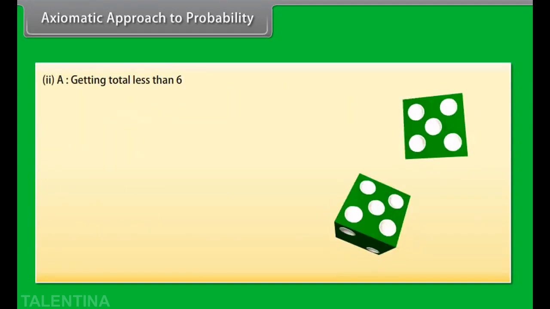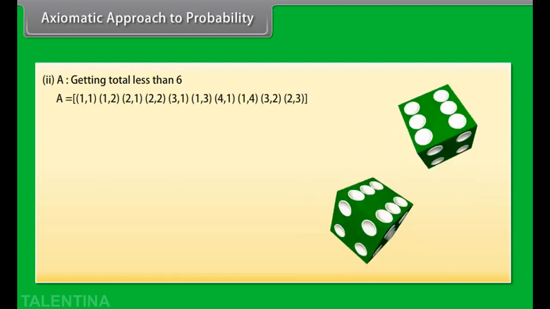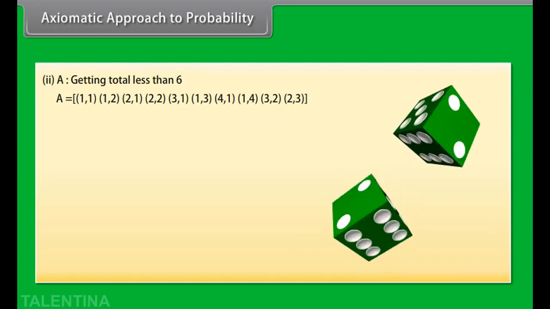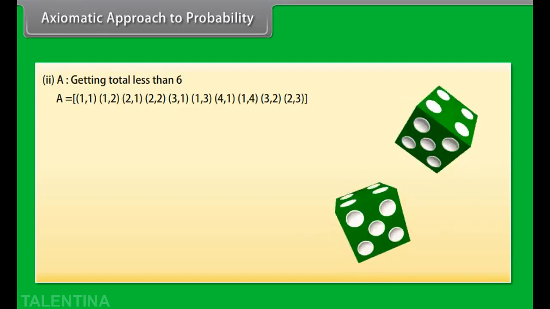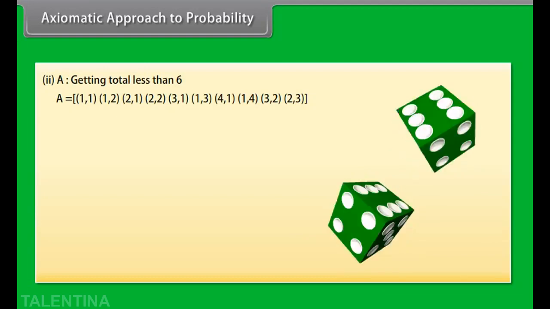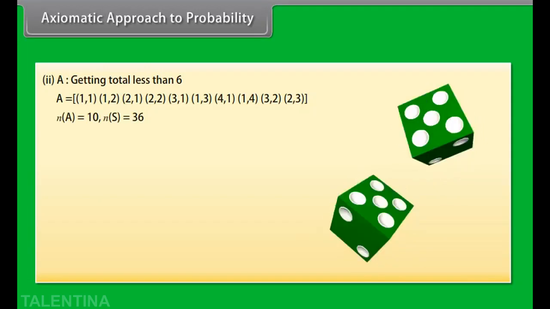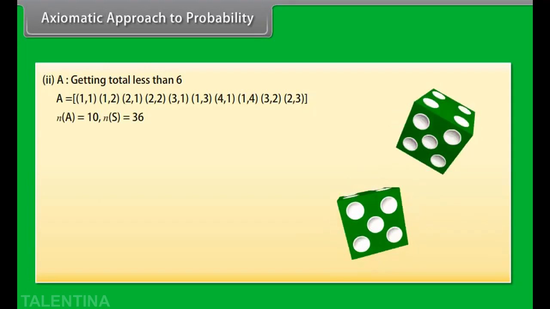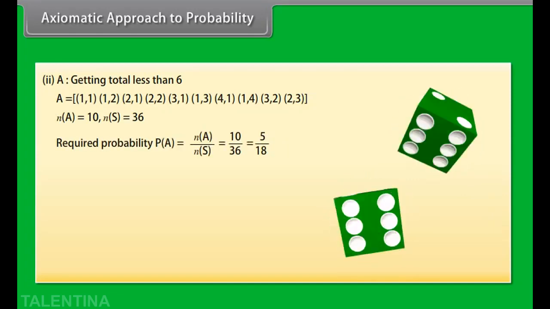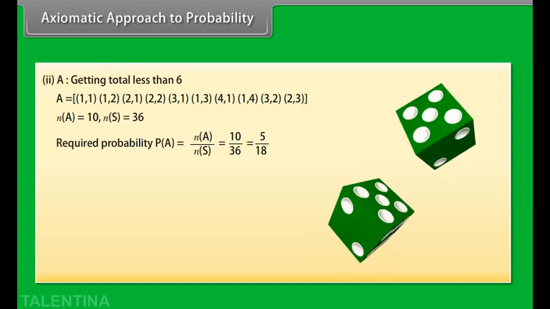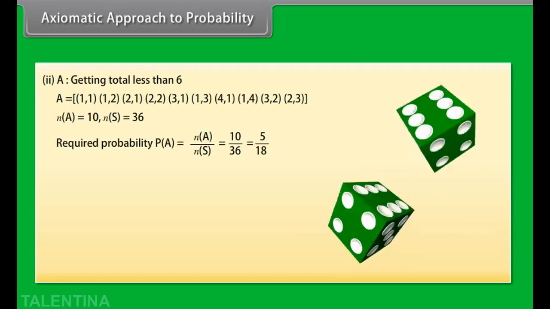2. A: getting total less than 6. A is equal to {(1,1), (1,2), (2,1), (2,2), (1,3), (3,1), (1,4), (4,1), (2,3), (3,2)}. n(A) is equal to 10. n(S) is equal to 36. Required probability P(A) is equal to n(A) by n(S) is equal to 10 by 36 is equal to 5 by 18.